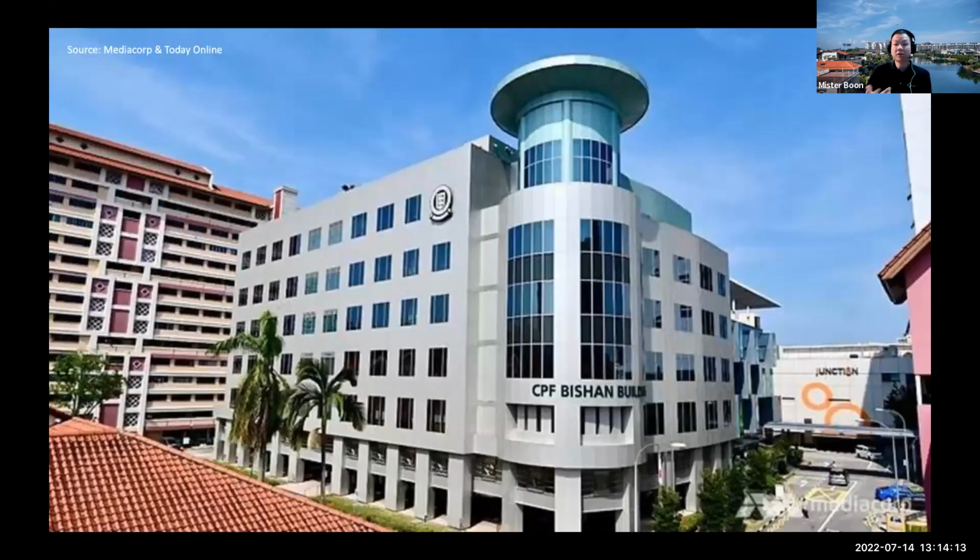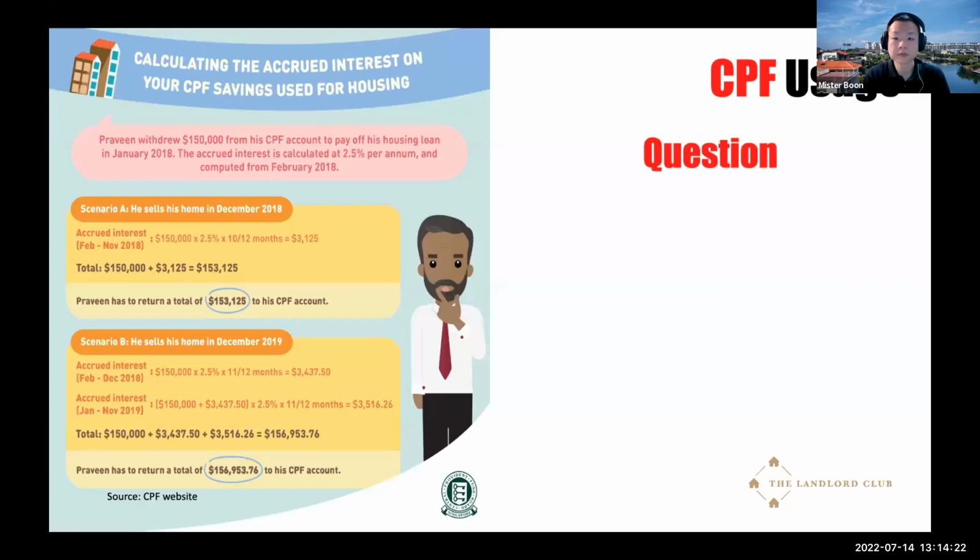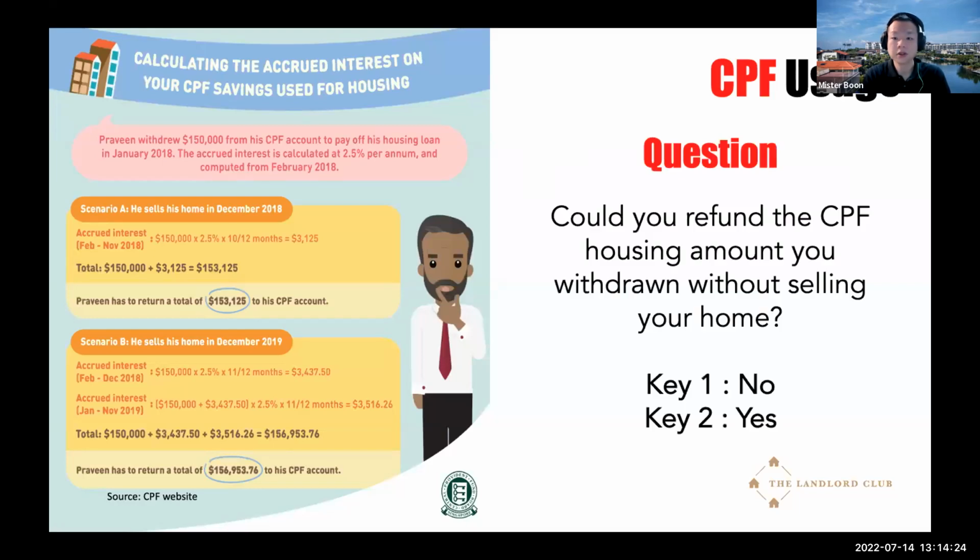Okay, this is interesting. This is only for Singapore. Anybody know this? CPF Bishan building. So I just want to know, first, does anybody use CPF for their monthly installment? If you are using CPF for your monthly installment, please type a Y. If you are not using CPF, type a no.